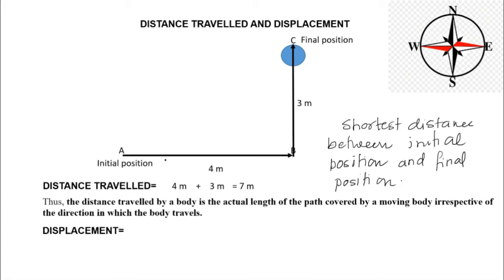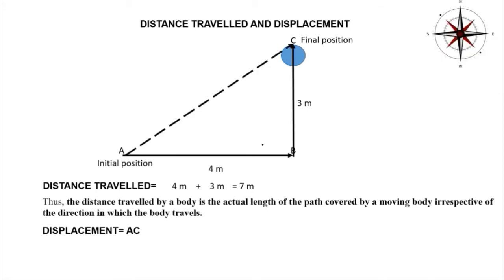Now what is the initial position here? This is the initial position, this is the final position, and the shortest distance is very simple. This dotted line shown in front of you is the displacement. So this AC can be the displacement. Now how will you find the length of this displacement?